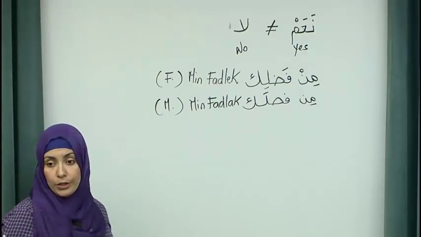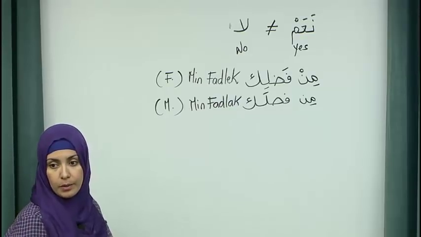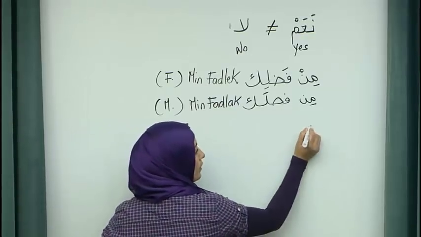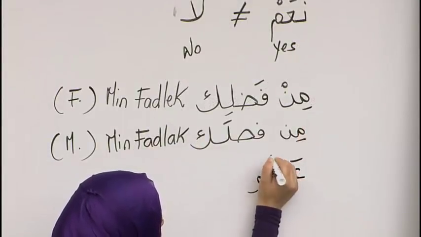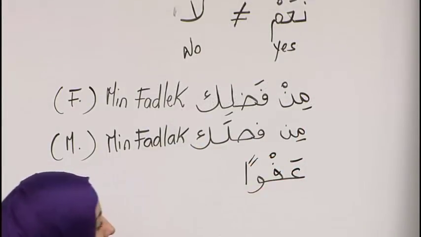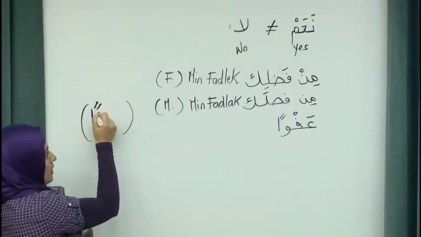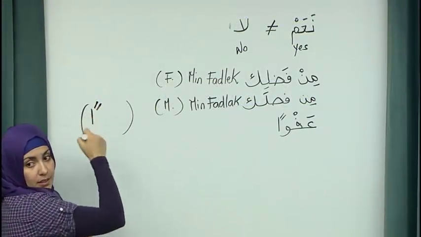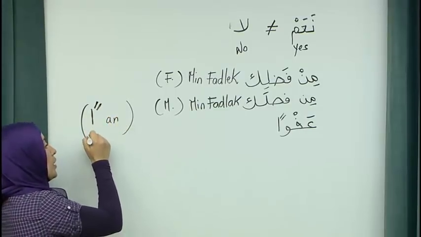Excuse me. Or you can say عفوا, which is like as if you're saying sorry. Excuse me. Sorry. I'm going to put this note right here so you remember this one. Whenever you see alif with two fathas, that means this makes the sound N. We call it tanween.